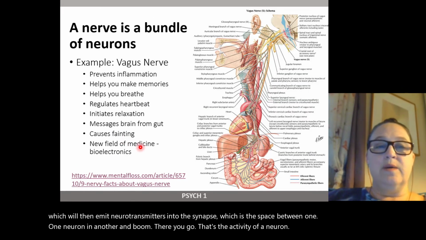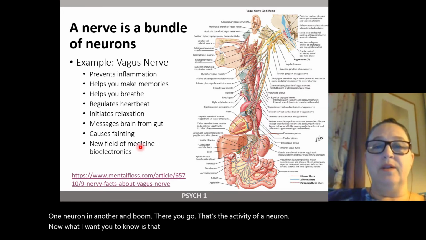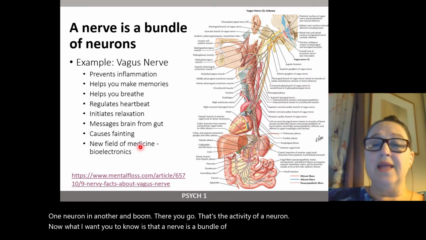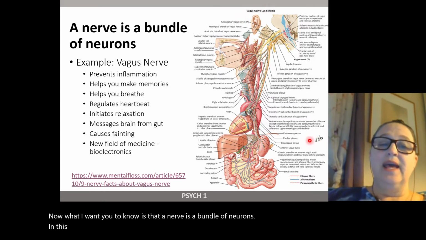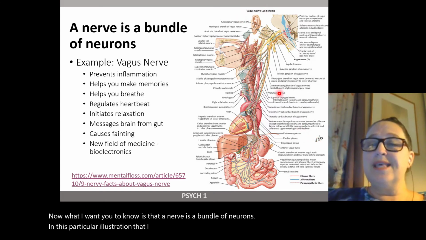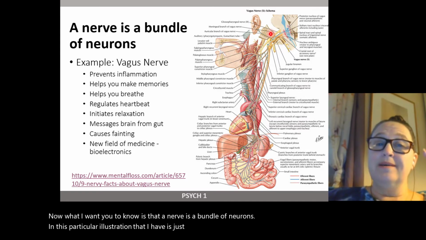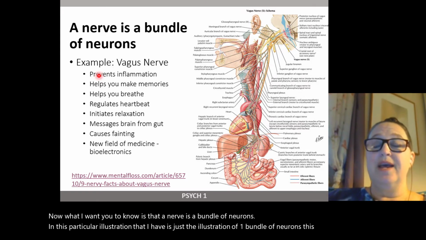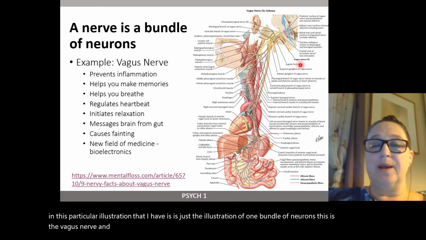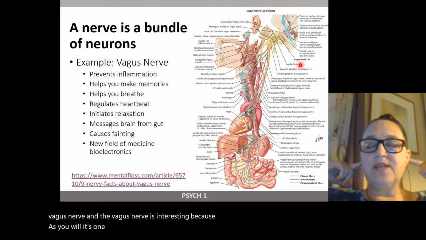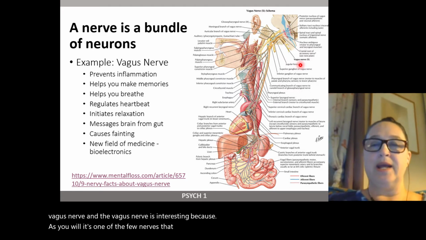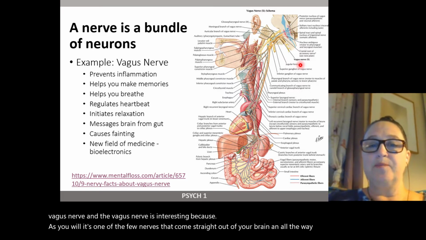Now, what I want you to know is that a nerve is a bundle of neurons. And this particular illustration that I have is just the illustration of one bundle of neurons. This is the vagus nerve. And the vagus nerve is interesting because it's one of the few nerves that comes straight out of your brain and all the way through your body.